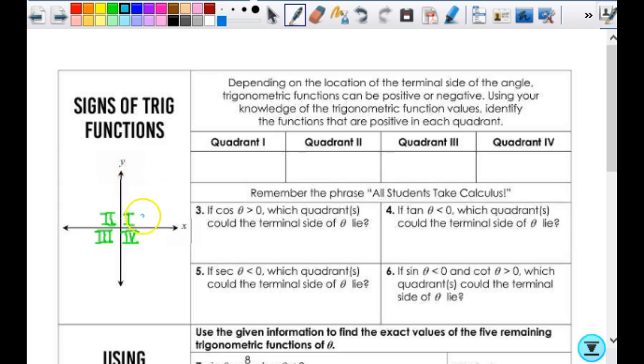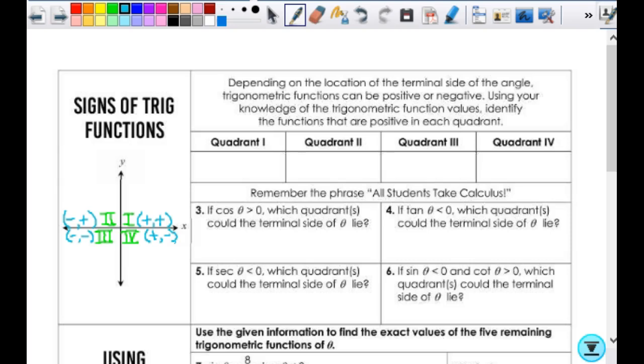So in quadrant 1, it's always a positive x and a positive y. In quadrant 2, it's always a negative x and a positive y. Quadrant 3, x and y are both negative. Quadrant 4, x is positive, y is negative. So it looks like that.